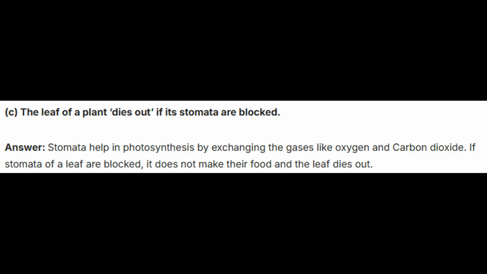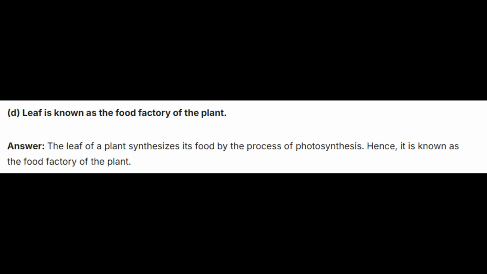C. The leaf of a plant dies out if its stomata are blocked. Answer. Stomata help in photosynthesis by exchanging gases like oxygen and carbon dioxide. If stomata of a leaf are blocked, it does not make its food and the leaf dies out. D. Leaf is known as the food factory of the plant. Answer. The leaf of a plant synthesizes its food by the process of photosynthesis, hence it is known as the food factory of the plant.